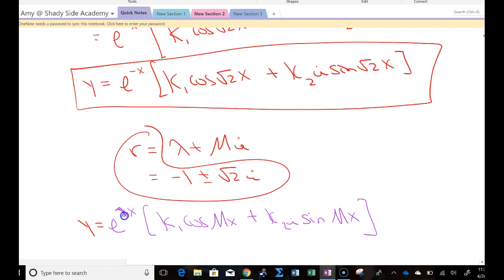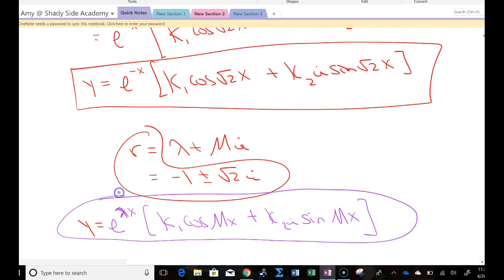Spencer, yes? For the r, it's going to be lambda plus or minus mu i. Correct. Yes. So from now on, and this is incredibly convenient. I'm sure your text does a derivation of this. I'm also sure it's incredibly clumsy.